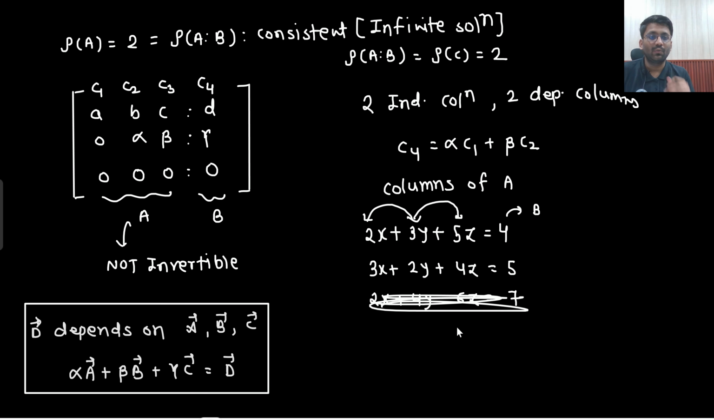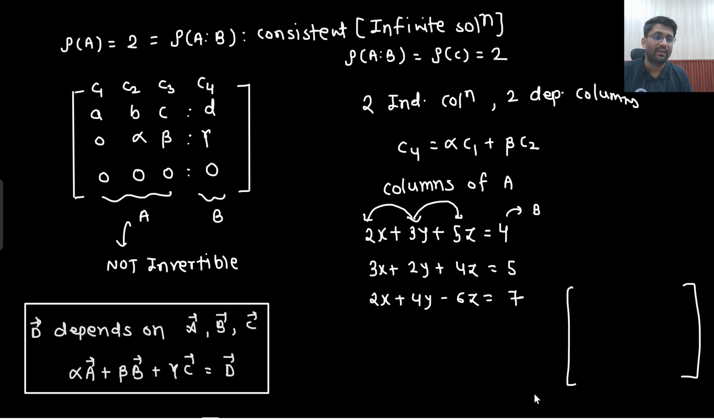Maximum rank that you can get is 2. What does that mean? That means that you are having 2 independent columns and 2 dependent columns. So this guy will be surely depending on this guy. Now someone would say, sir, what if I would have taken 4 equations in 3 variables?